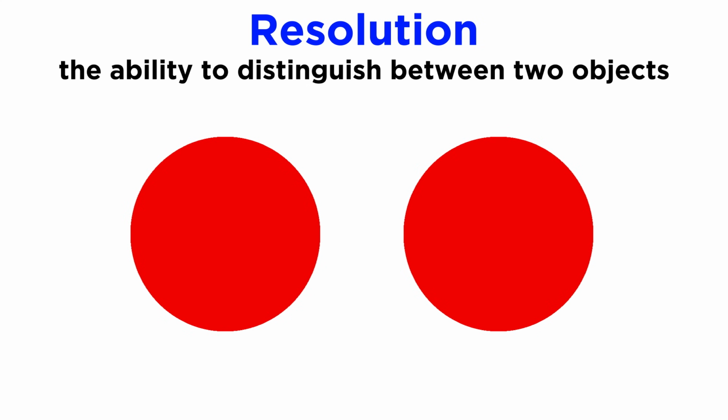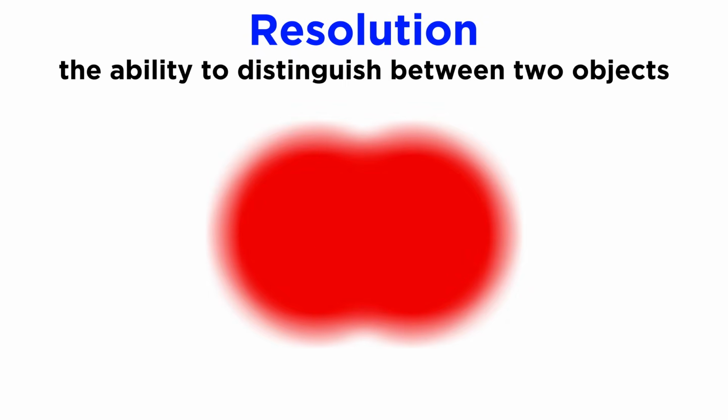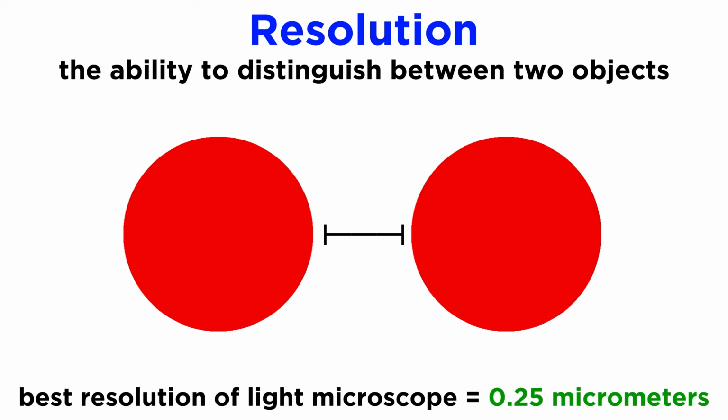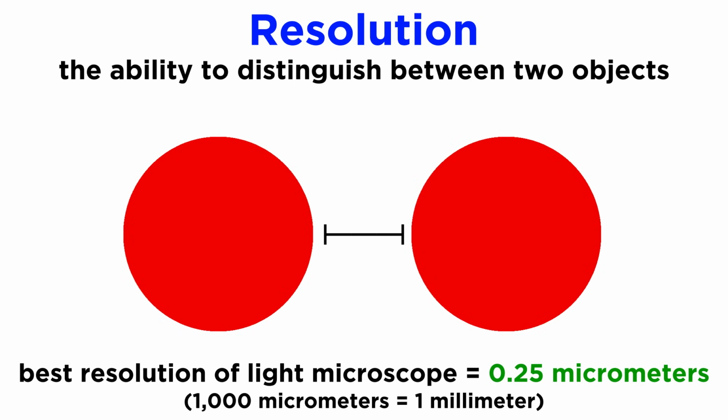Resolution is the ability to distinguish between two objects as separate entities, as opposed to the objects appearing smudged together. For example, currently the best resolution of a light microscope is 0.25 micrometers, which means that two objects can be a quarter of a micrometer away from each other without blurring together. As a point of reference, 1,000 micrometers make up 1 millimeter, which are the smallest lines on a standard ruler.